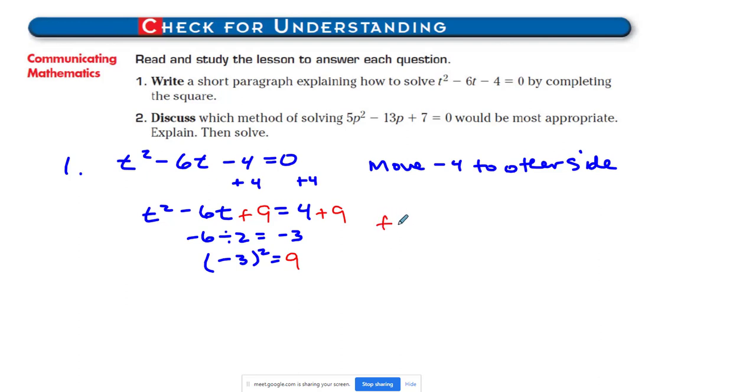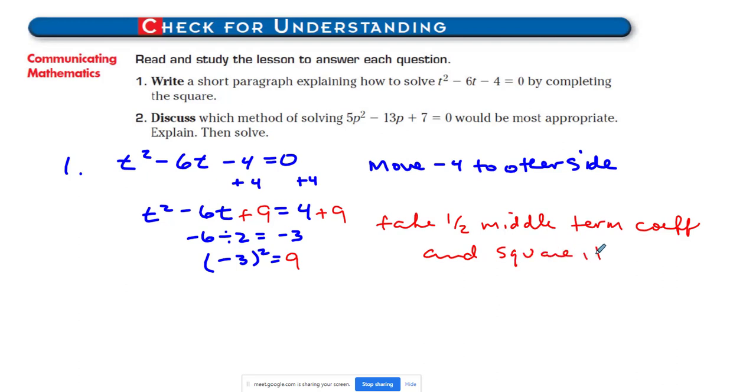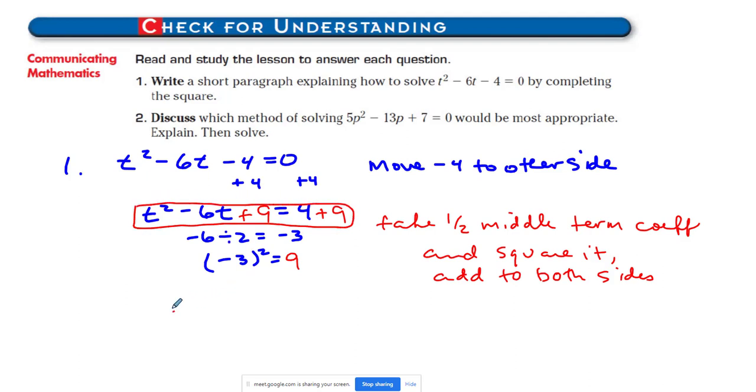So take half the middle term coefficient, and square it, add to both sides. So that's step 2. So now we're looking at this. We can see on the right side we've got a 13. We'll go back to blue.